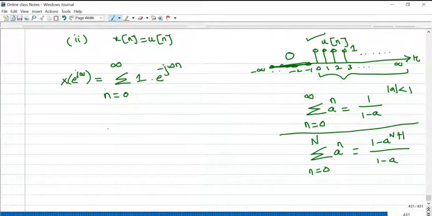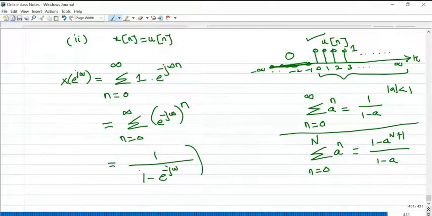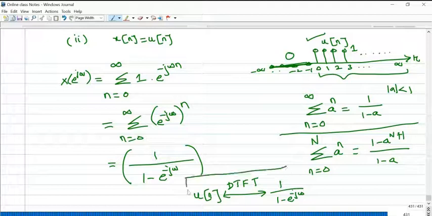So how to write the answer for this equation? Summation n equal to 0 to infinite of (e^(-jω)) to the power n. Using the 0 to infinite a^n formula, the result is 1 divided by 1 minus e^(-jω). The conclusion here: the DTFT of u[n] is 1 divided by 1 minus e^(-jω). This is the second important formula of DTFT.